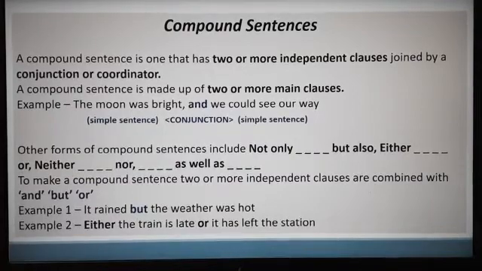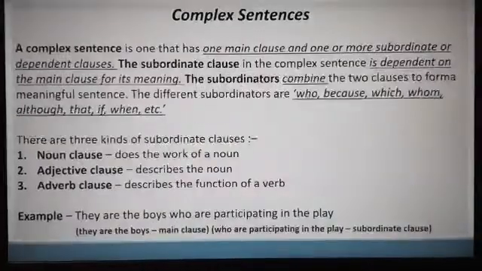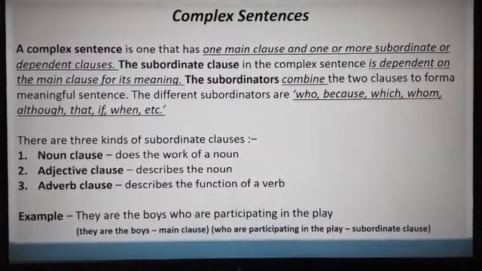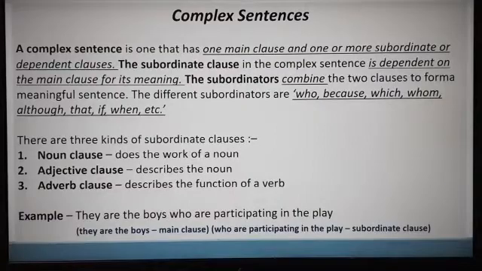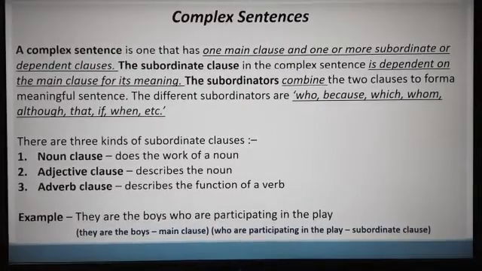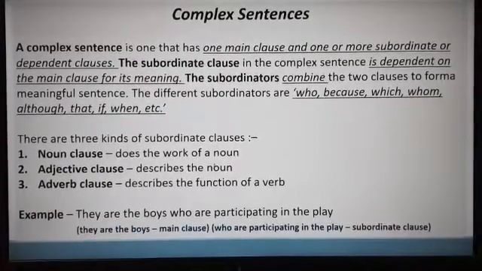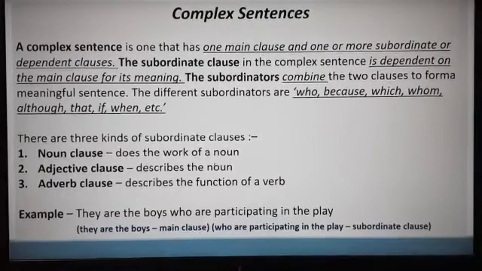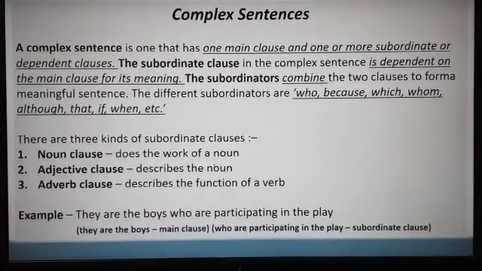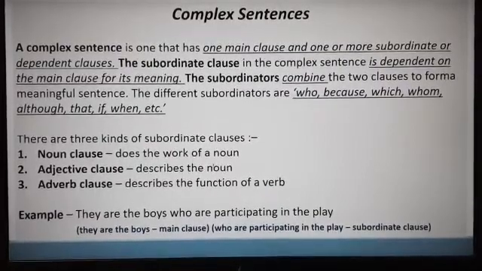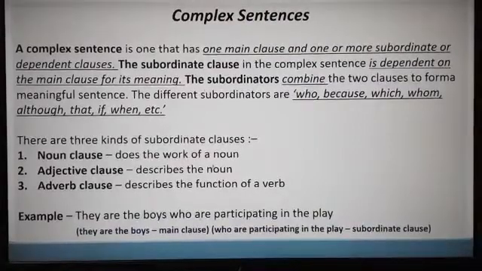Now we move to the next type of sentence, that is the complex sentence. A complex sentence is a little different from a compound sentence. A complex sentence is one that has only one main clause, but along with the main clause, it has one or more subordinate or dependent clauses. Now here we mention the term dependent clauses. The subordinate clause in the complex sentence is dependent on the main clause for its meaning. By itself, the subordinate clause does not have a meaning of its own. It is incomplete. The subordinators in the complex sentence combine the two clauses to form a meaningful sentence.